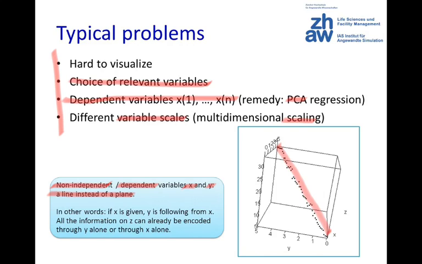In other words, we can say if x is given, y follows directly from x. We give ourselves an x, then we are here, then y more or less follows, due to this line property here, and with that you already determine z. So you can determine z with either x or y alone. All the information on z can already be encoded through y alone or through x alone, and this is the problem with dependence. You do not know how to fit the plane. You have a redundant dimension.